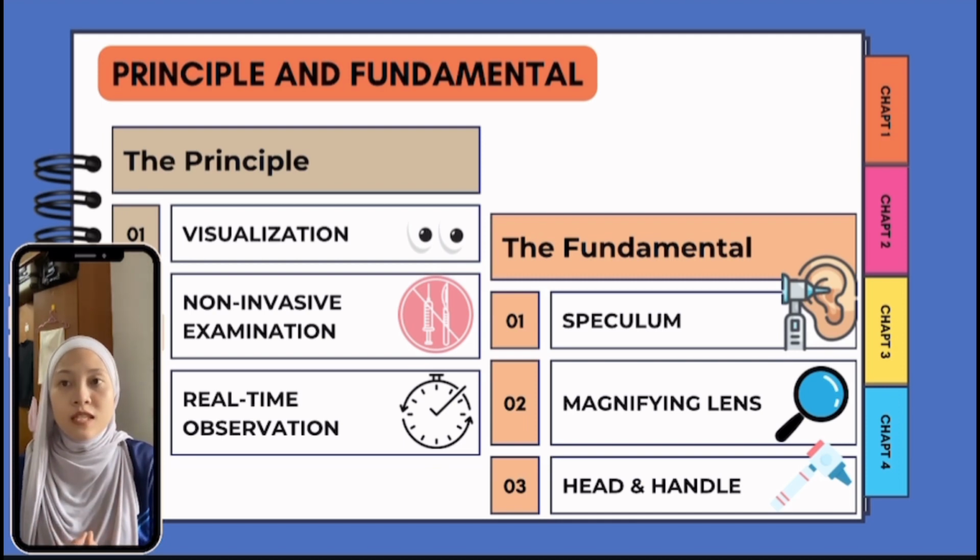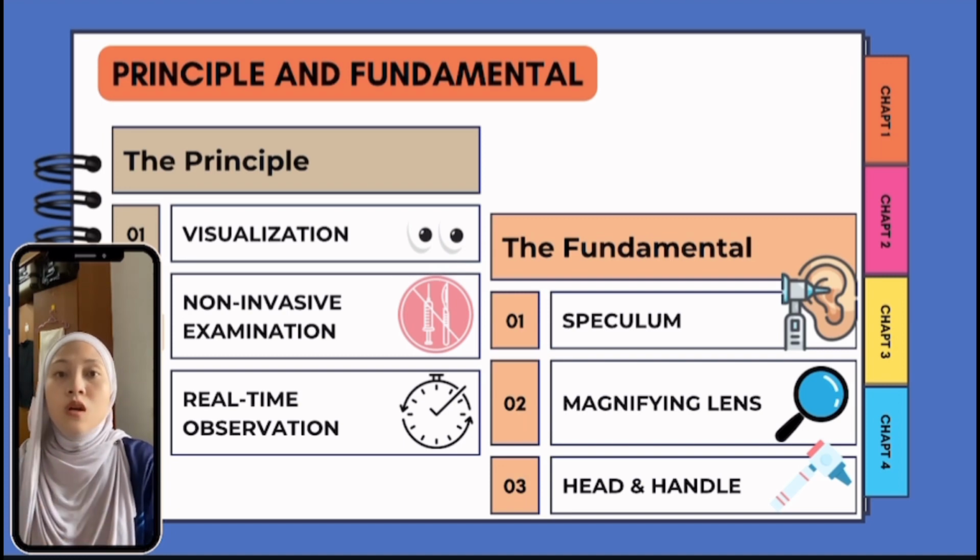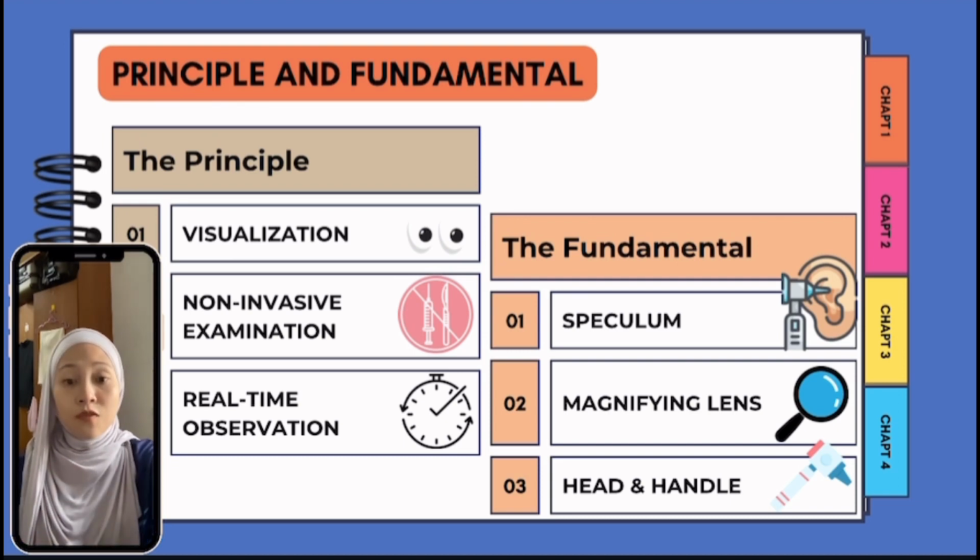Secondly is non-invasive examination. Otoscopy is a non-invasive diagnostic tool which helps to identify various conditions like ear infection, earwax, blockage, perforated eardrum, and other abnormalities. Thirdly is real-time observation. The otoscope allows for real-time observation of the ear canal and the eardrum, which enables immediate diagnosis and helps decision making.